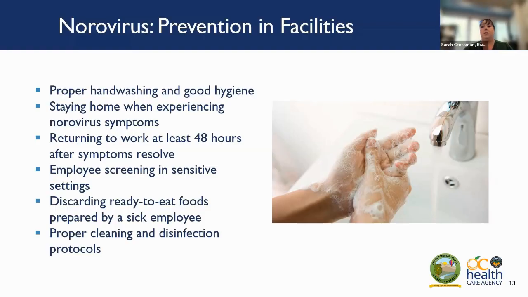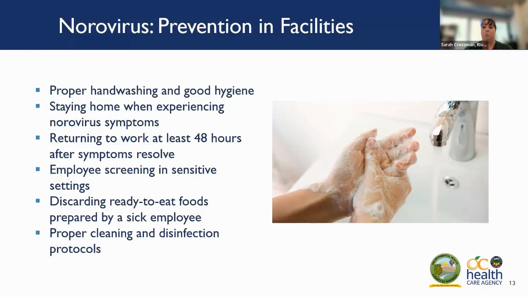In certain settings with sensitive populations, employee screening is recommended to help identify illness early. If a sick food handler is identified, any ready-to-eat food that person has worked on should be discarded to prevent potential contamination. Finally, facilities should implement proper cleaning and disinfection protocols that are effective against norovirus, especially on high-touch surfaces and in areas where illness has occurred.